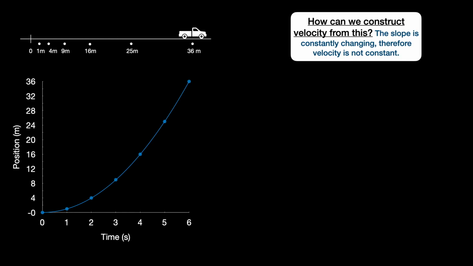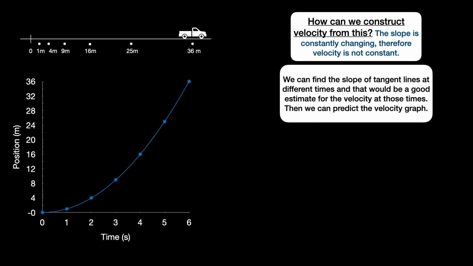Okay, and the issue here is that the slope is constantly changing. So that means velocity is not constant. So the idea here is how can we figure out what the velocity versus time graph would look like? What we can do is find the slope of tangent lines at different points in time on the position time graph, and that would be a good estimate for the velocity at those times. Okay, and then we can predict what the velocity graph would look like.